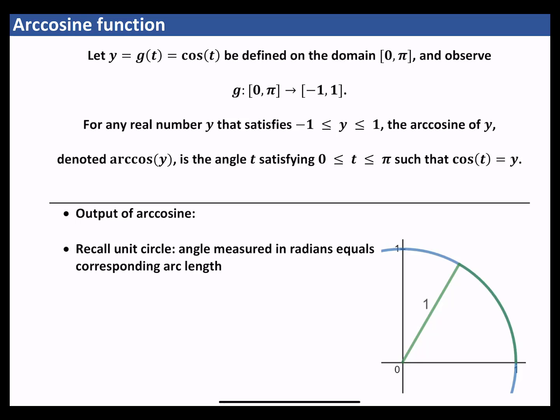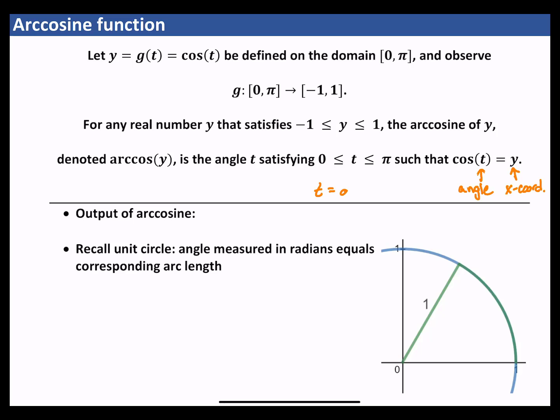And for any real number y that satisfies -1 less than or equal to y less than or equal to 1, the arccosine of y is the angle t satisfying that t is between 0 and pi inclusive, such that the cosine of t equals y. We should remember that the cosine of t equals y has t as an angle, and y actually represents the corresponding x-coordinate on the unit circle. That means we can also write t equals the arccosine of y.